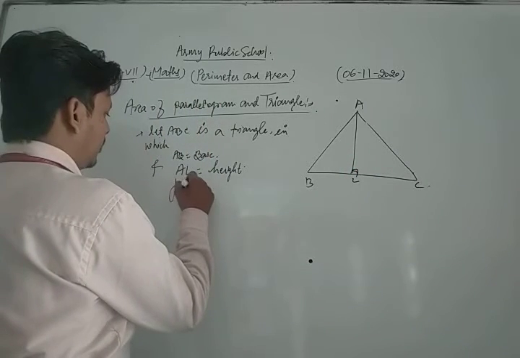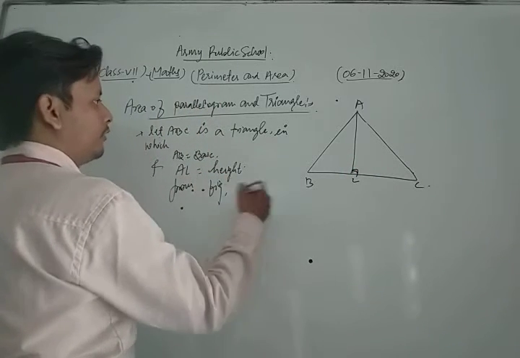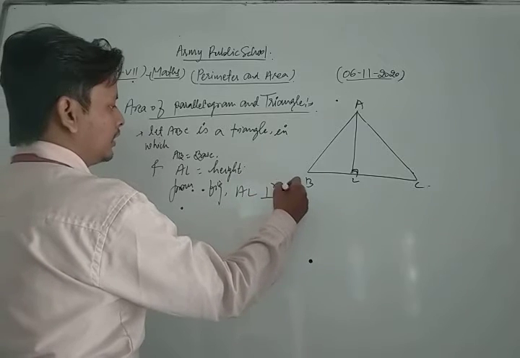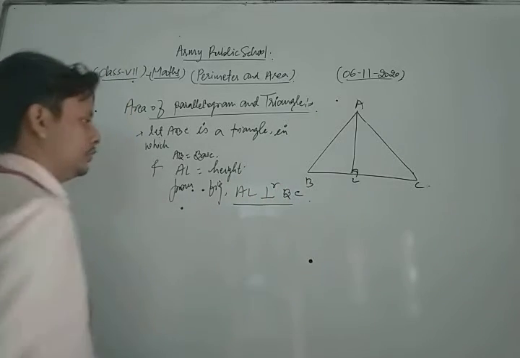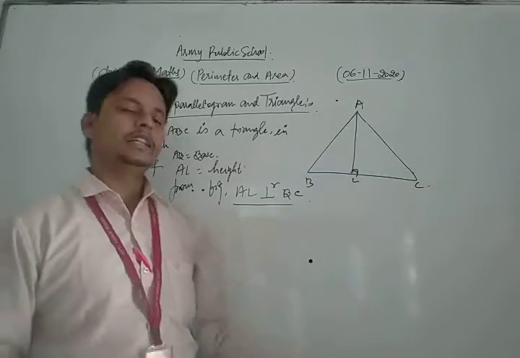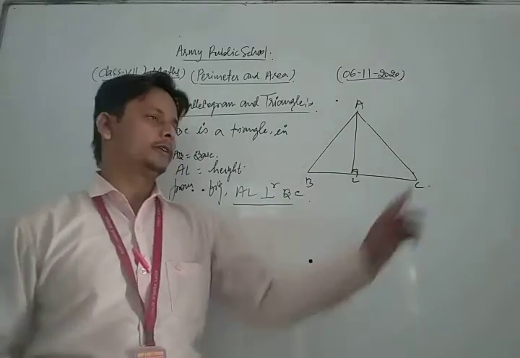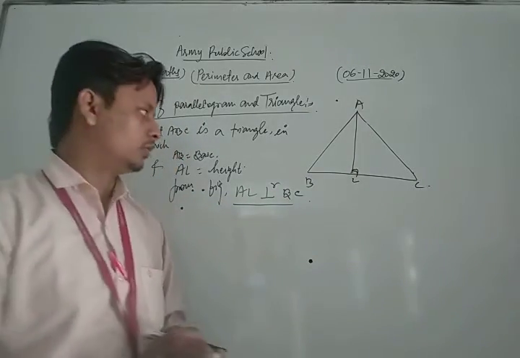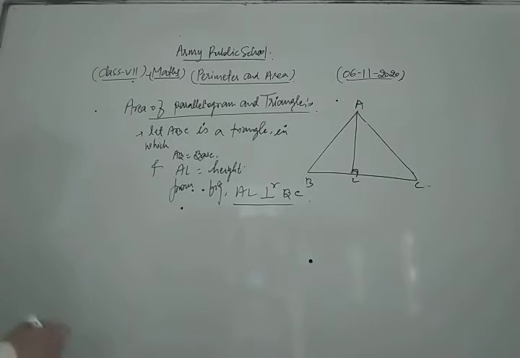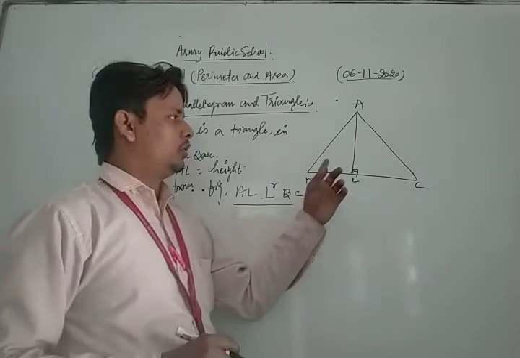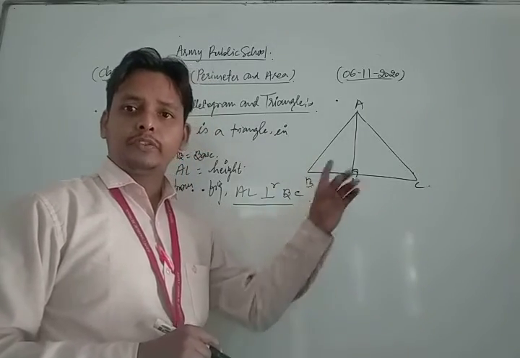From the figure, AL is perpendicular to what? BC. Okay, dear students, here the length AL is perpendicular to base BC. Now, what do I do, dear students? Look, now we discuss the area of a triangle.